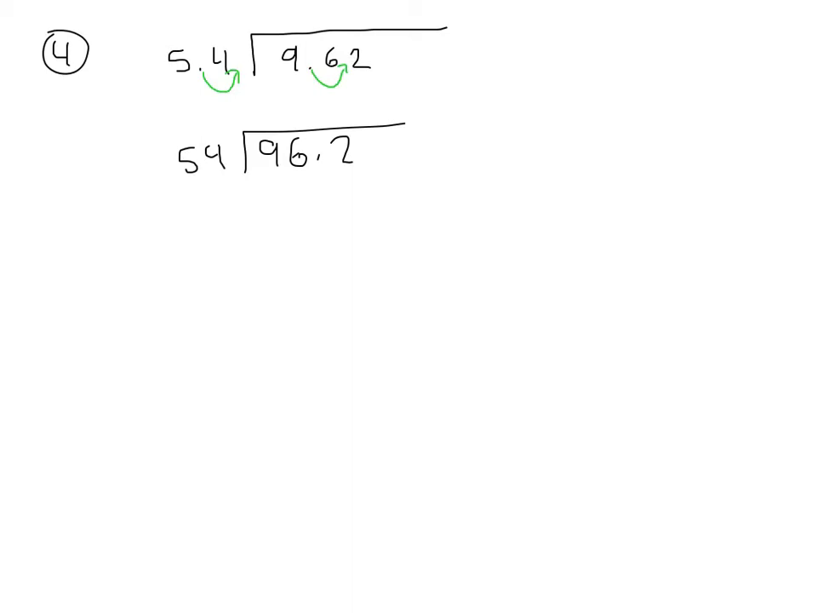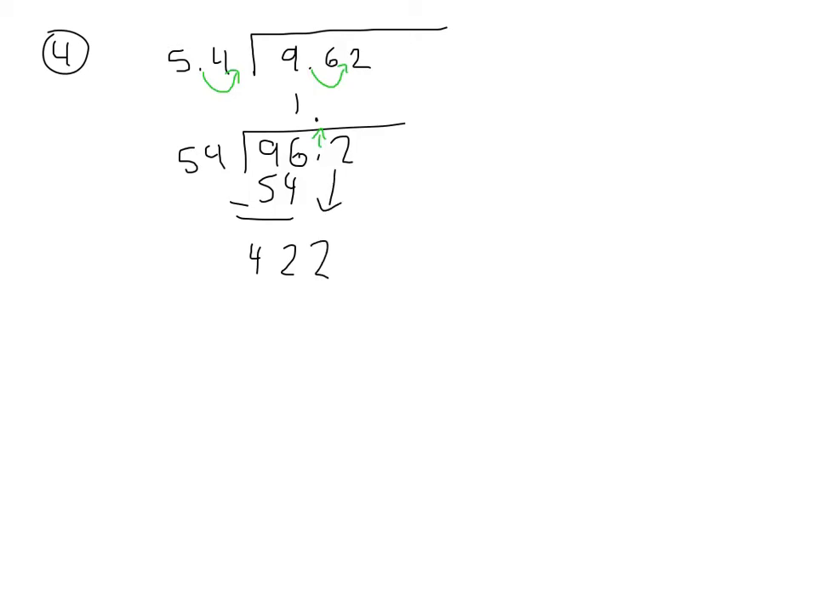Okay, so I have a decimal here in the dividend. Now, so what do we do with that? Well, remember, we always move it up. Okay, so it's going to go right there, and we're going to ignore it down right here. So now, 54 goes into 96 how many times? Well, one time. So if I subtract, that gives me 42. Let's bring down that 2.